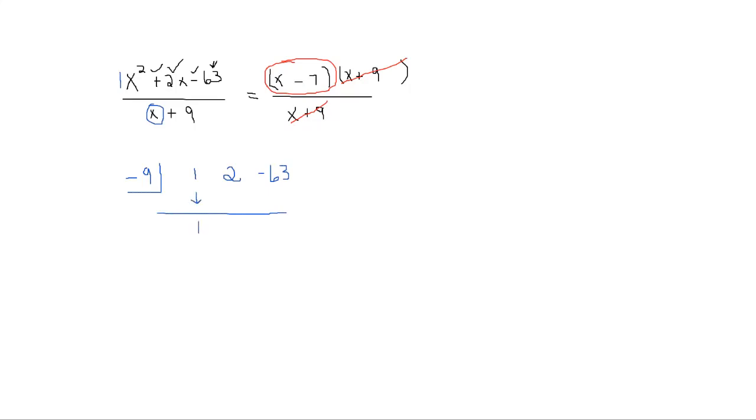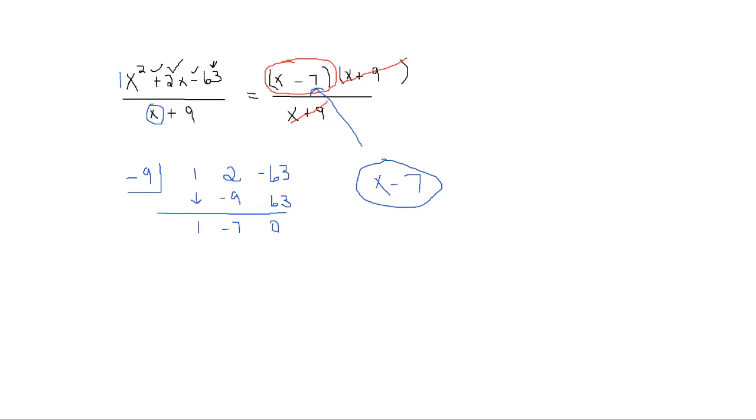Drop down the 1. And then negative 9 times 1 is negative 9. And then I just add 2 minus 9 is negative 7. And then negative 9 times negative 7 gives me positive 63. And notice if I add negative 63 plus 63, my remainder is 0. So what's the final answer? Well, we started with a power of 2, and we divided by x to the power of 1. So that's going to be 1x to the power of 1, minus 7. I got the same answer using synthetic division that I got by factoring.